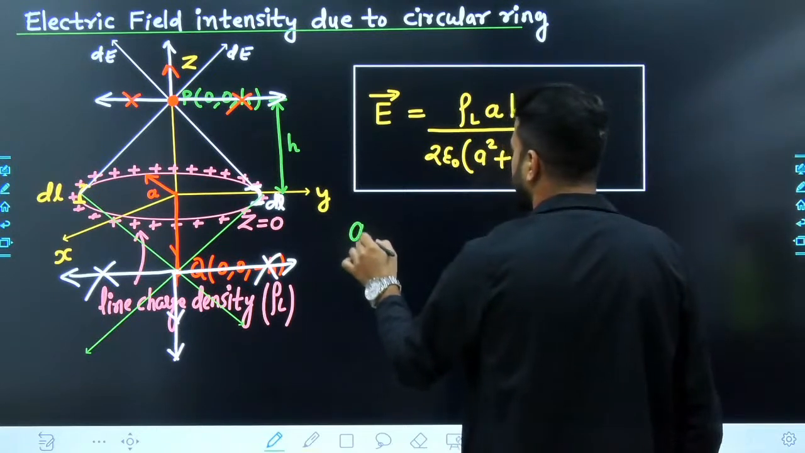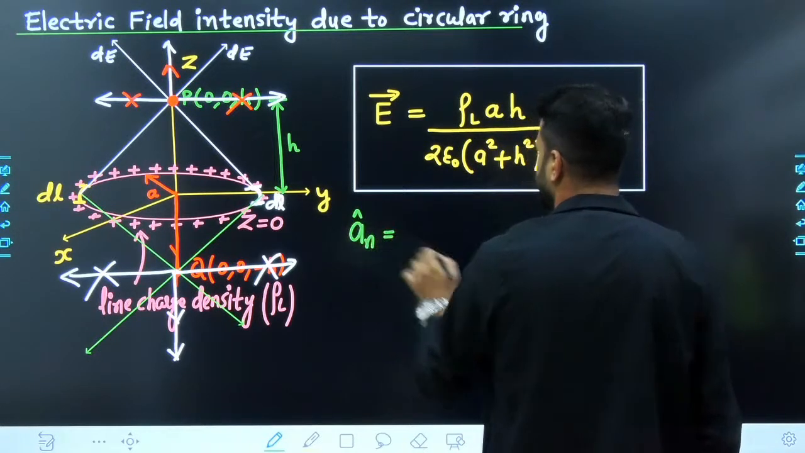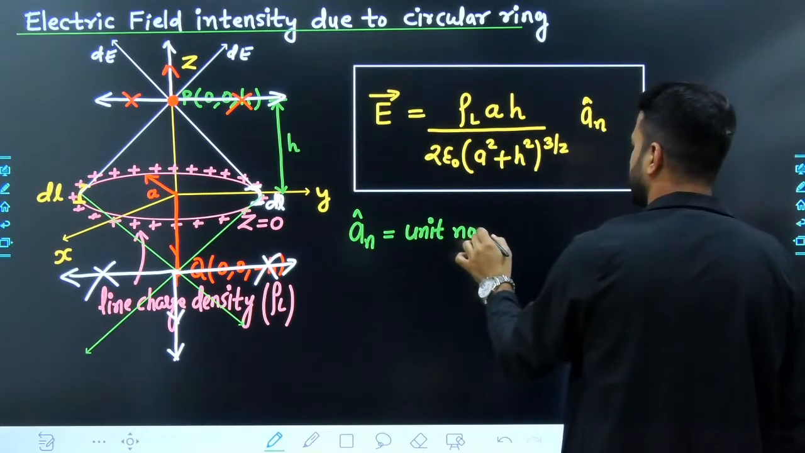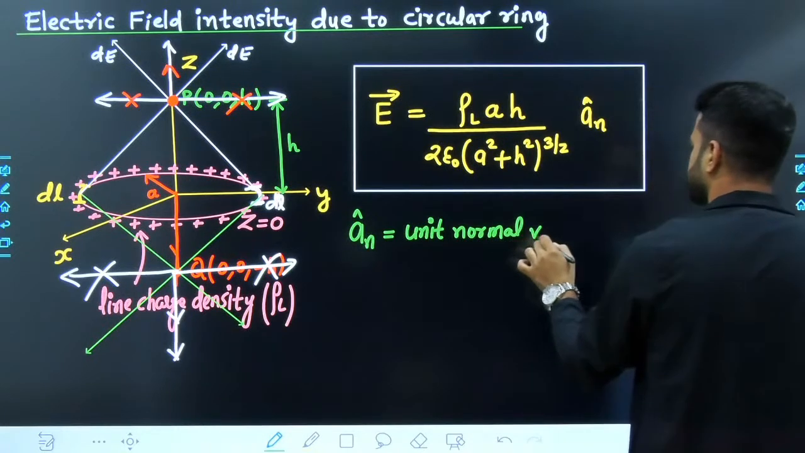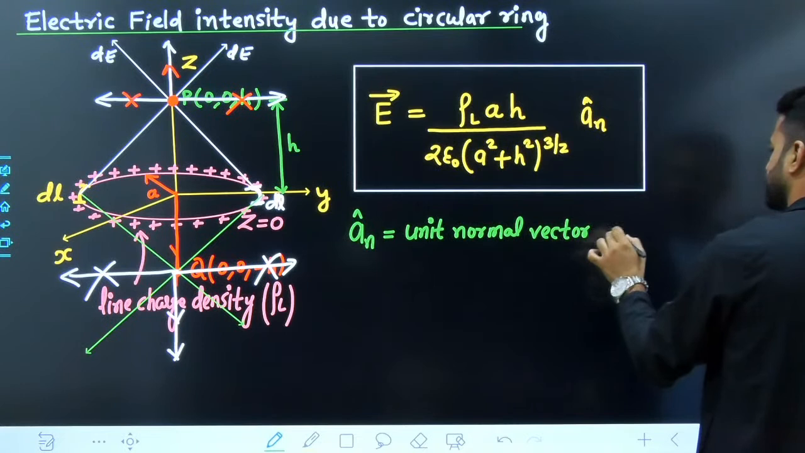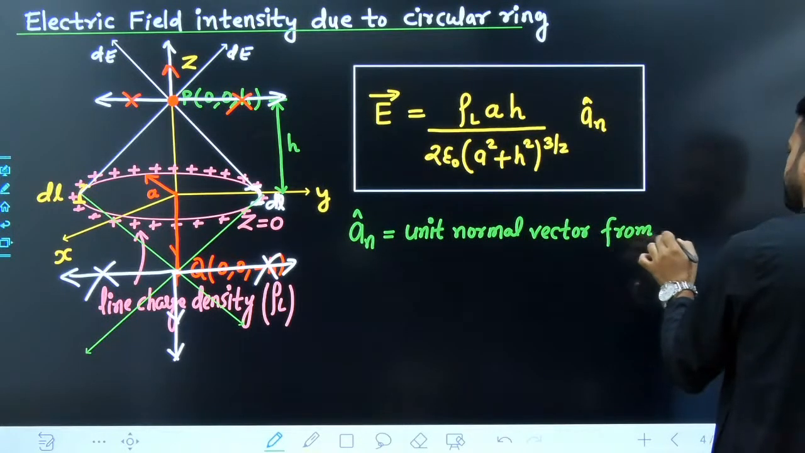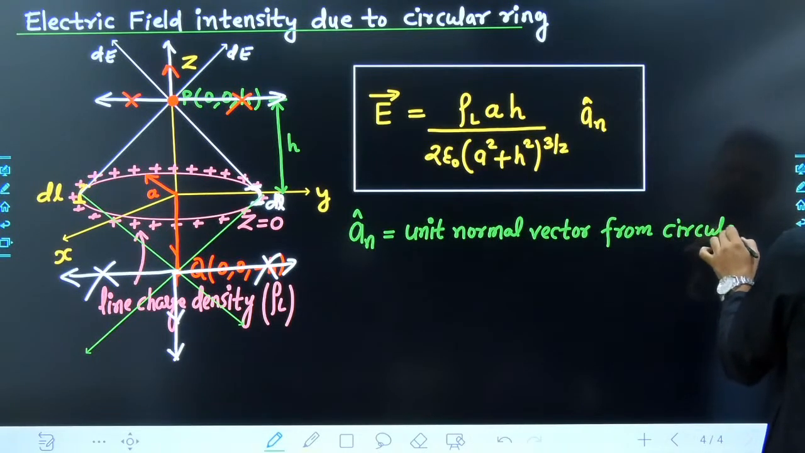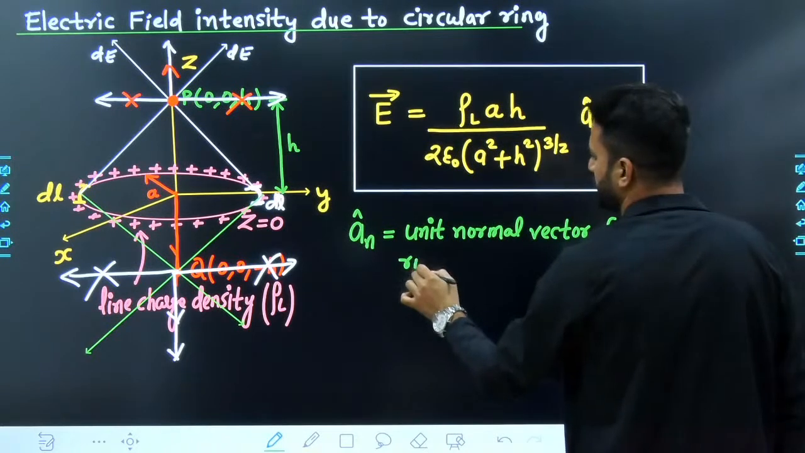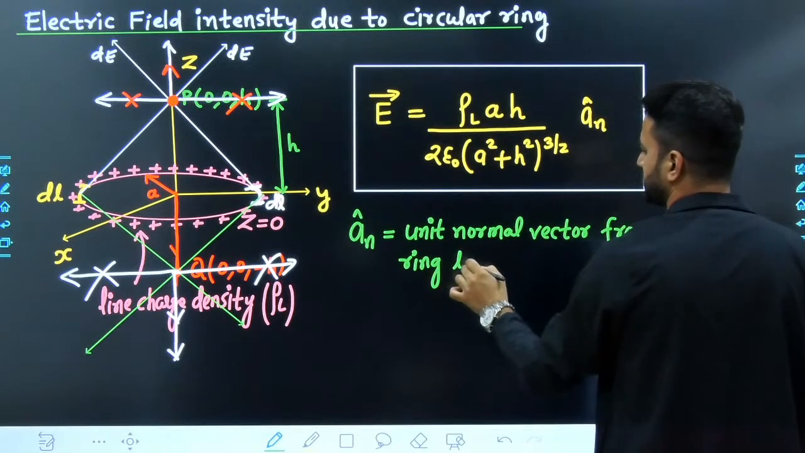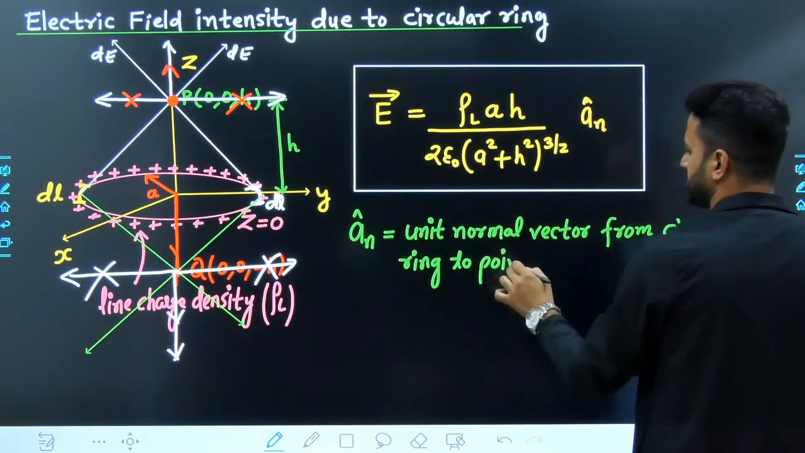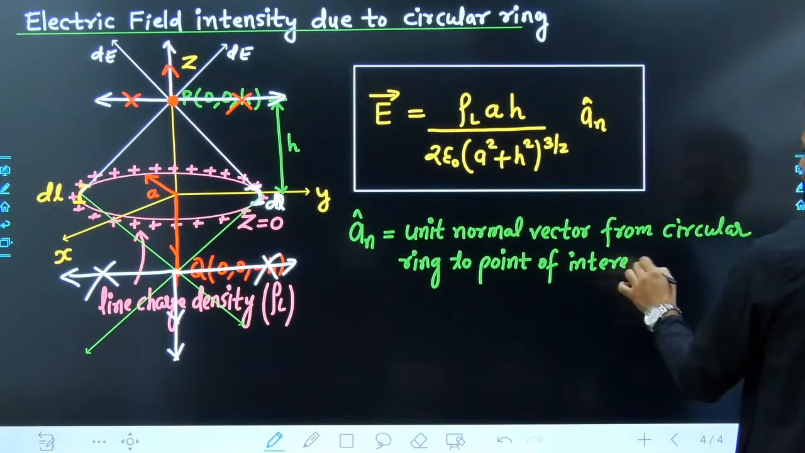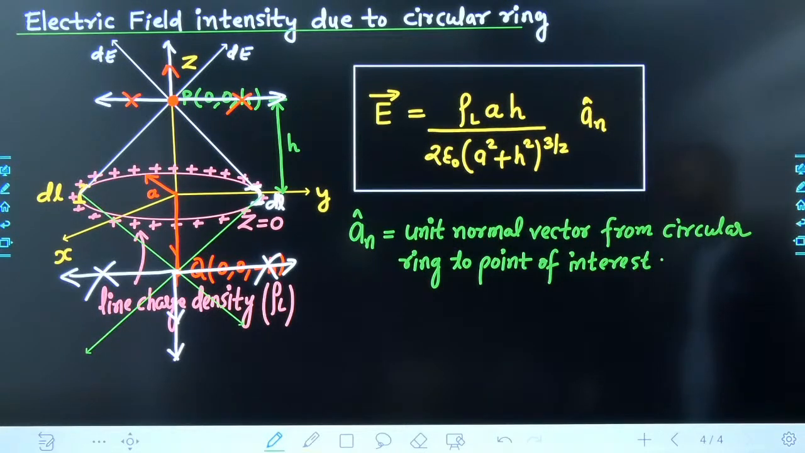So what is this AN? AN is the unit normal vector from the circular ring to the point of interest.